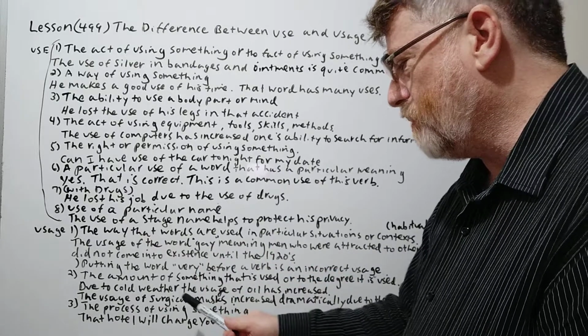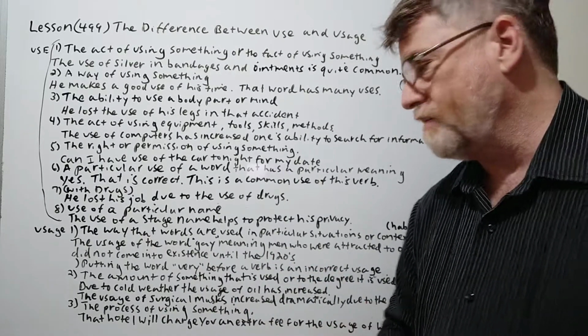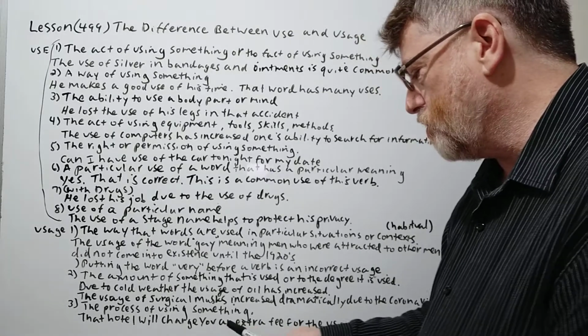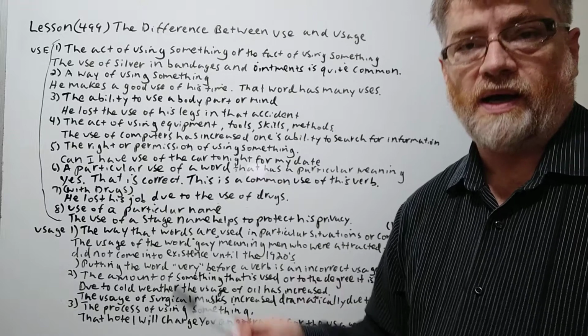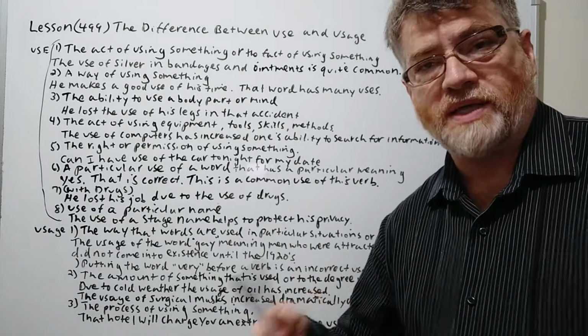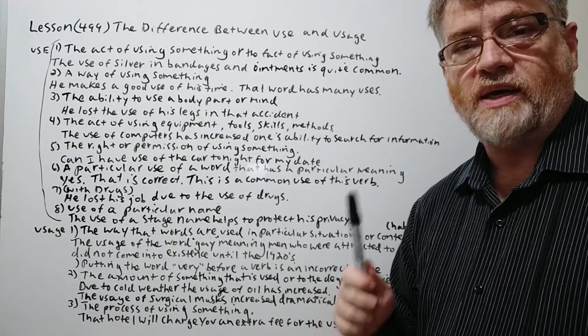Number 3 here, the process of using something. Okay, good. The hotel will charge you an extra fee for the usage of Wi-Fi. Yes, basically. So it's the process that it's used. This is the way we would use it.